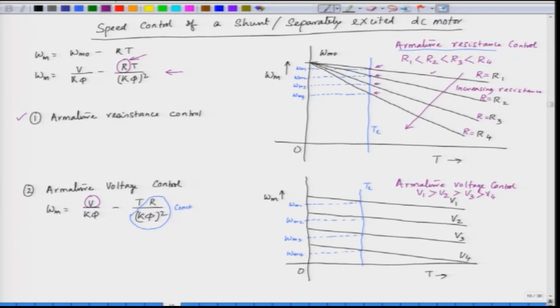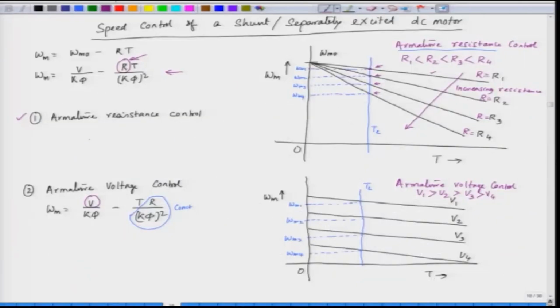So, this is how we control the speed. Now, when we insert resistance in the armature, we have more I square R loss, because the armature carries the full amount of current. So, this method, though quite easy to implement, as you can have a rheostat in the armature and go on varying the armature resistance, and the speed will change, is not an efficient method. So, the problem with this method is that I square R loss increases with increase in resistance.